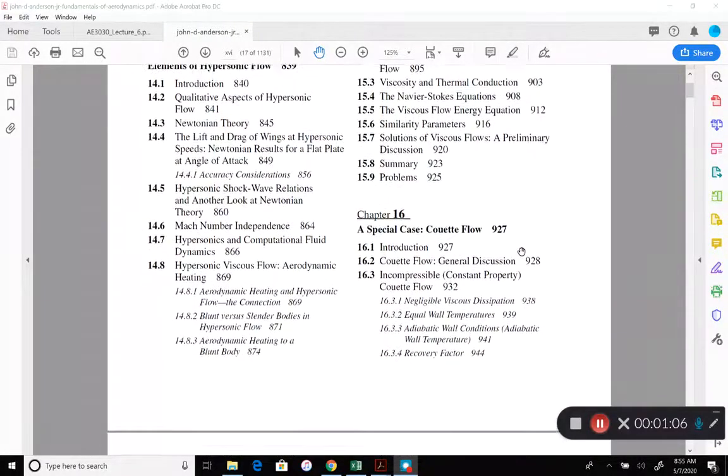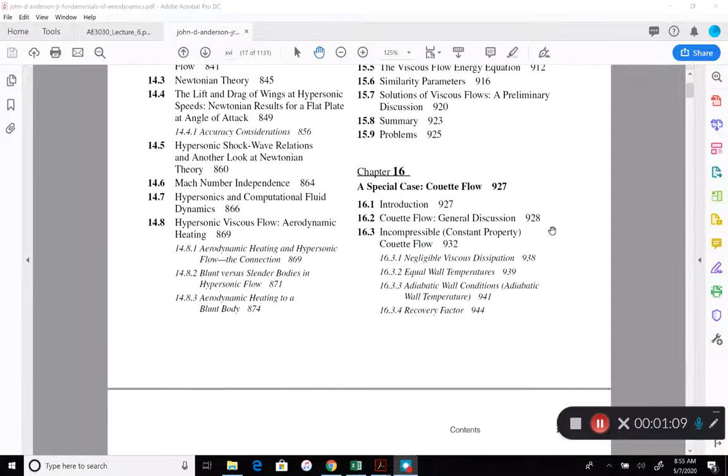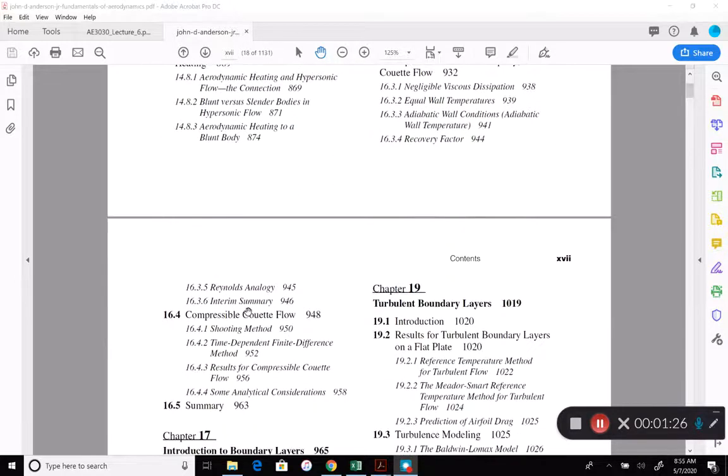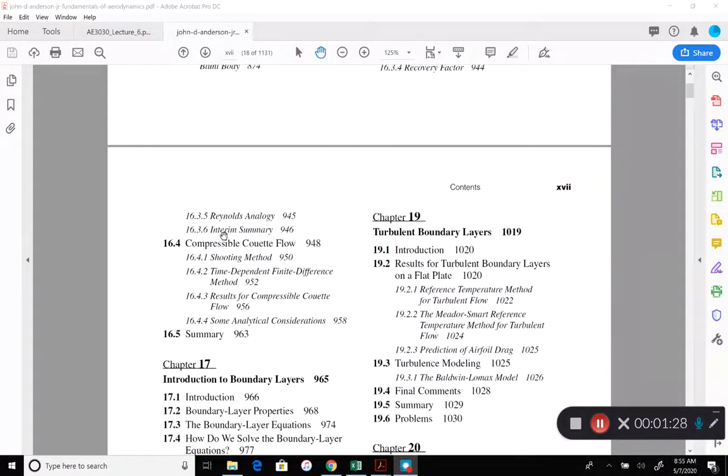We also looked at a few exact solutions, such as Couette flow, which is flow between two flat plates, and we also looked at Poiseuille flow, which is flow through a pipe. So Couette flow is covered here in chapter 16 of our textbook. We will address the compressible Couette flow a little bit later in our course.